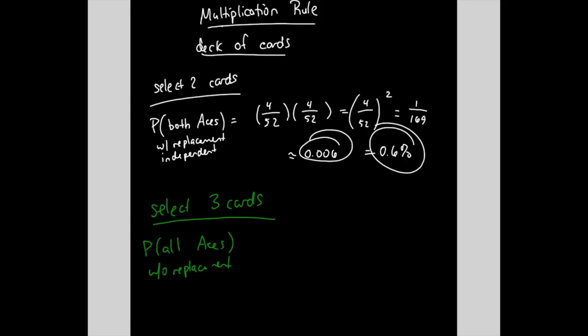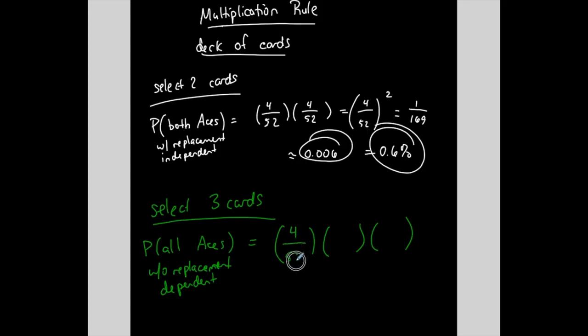So what that's doing is changing the number of aces with each selection, and it's also changing the number of total cards with each selection. And that means that I have dependent events because the probability will change. Now I'm selecting 3, so therefore I'm going to have 3 parentheses. And my first parenthesis is the first event. So what is the probability of selecting an ace at first?